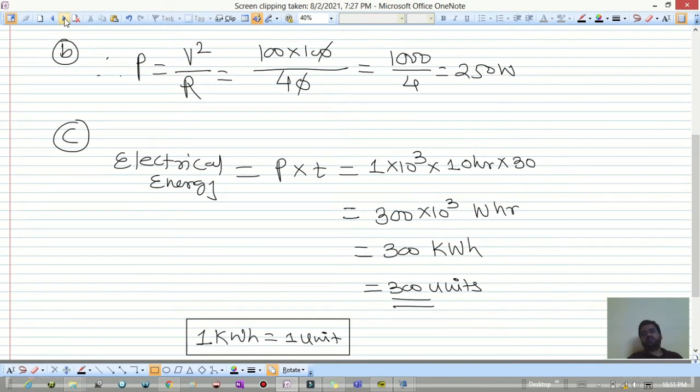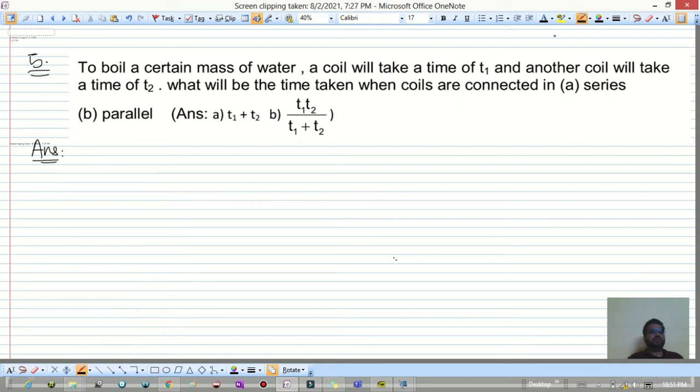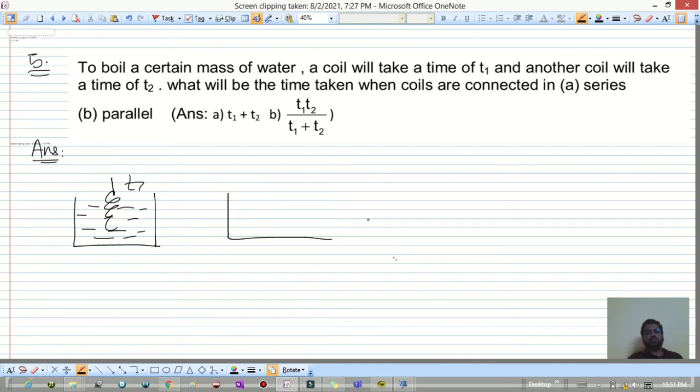Now the next problem we have, that is the fifth problem. To boil a certain mass of water, right? So suppose we have a bucket, and in that we have water. To boil a certain mass of water, one coil will take T1 time. To boil the same amount of water, the other coil will take T2 time. What will be the time taken when the coils are connected in series and in parallel?